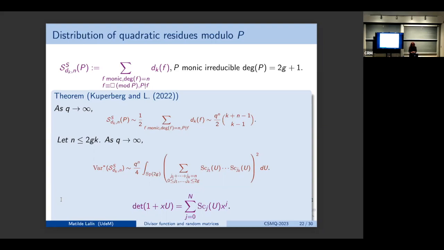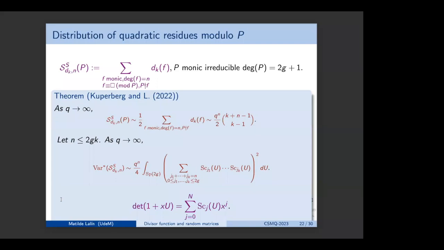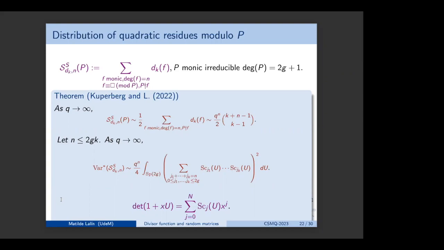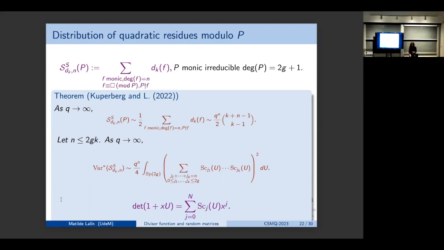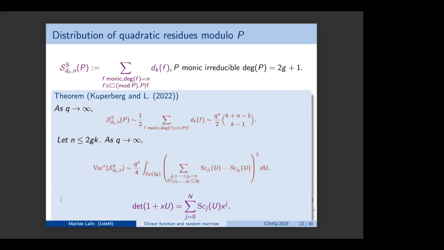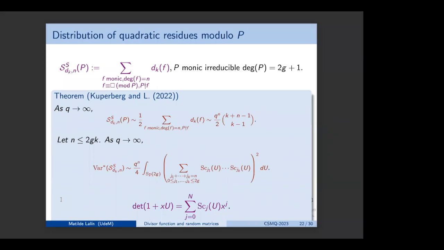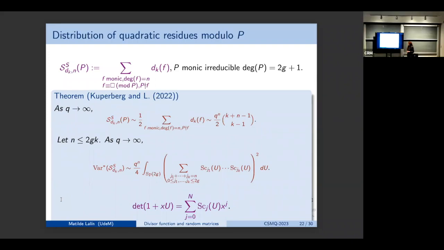Sorry, what is the difference between P and G? On the previous slide there was G, and now P. The difference is that P is monic irreducible, and D is just square free. I didn't discuss that in detail.